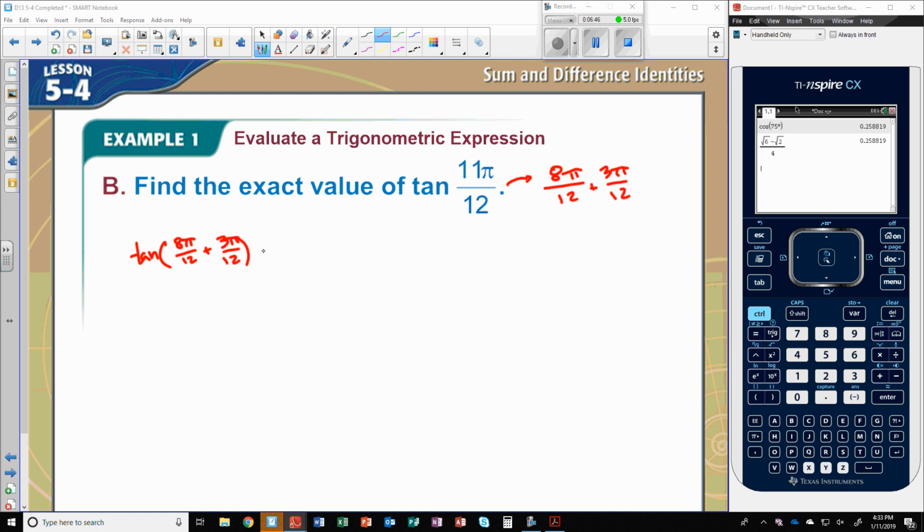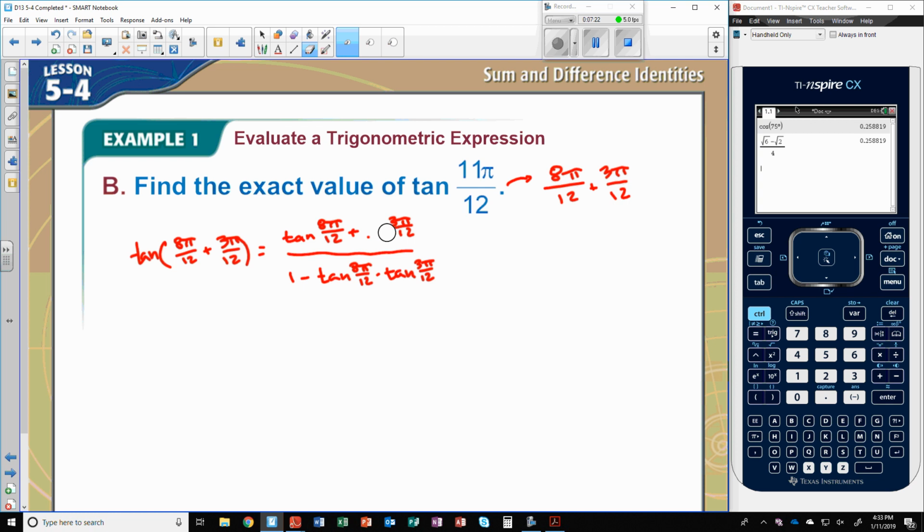So I'm going to write it out as this equals tangent of 8 pi over 12. It's on the top, so it'll stay the same, plus tangent of 3 pi over 12. All this divided by, the bottom's like cosine, so the symbol changes. 1 minus tangent of 8 pi over 12 times tangent of 3 pi over 12. Did I write sine up top? I'm sorry, this should be a tangent right there. Let's correct that. That is ridiculous. Okay, so it's tangent A plus tangent B over 1 minus tangent A times tangent B.